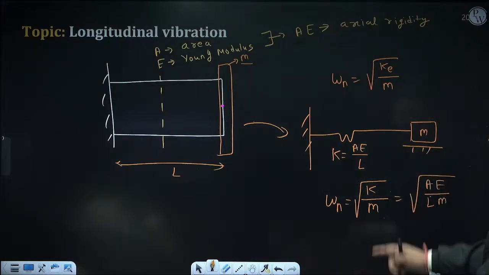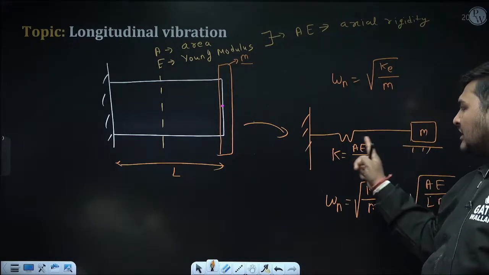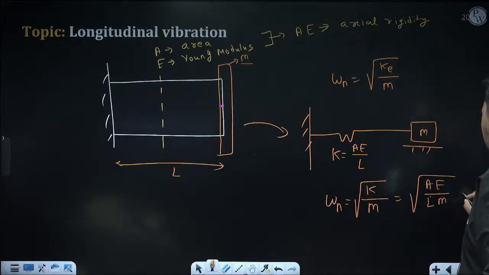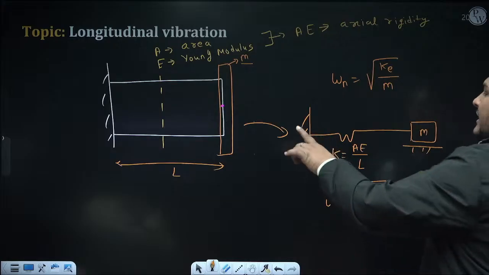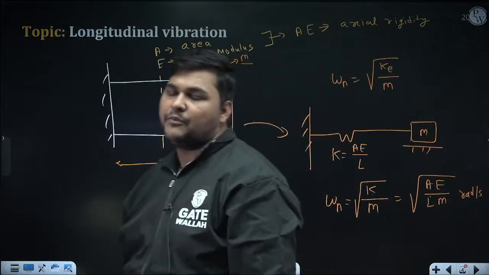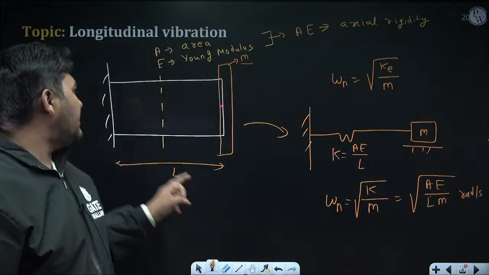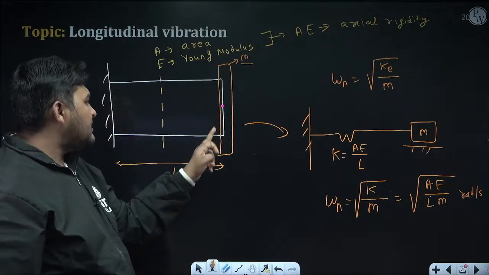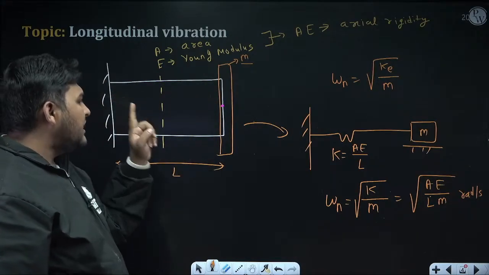If a numerical is coming, area, E, and length are given, so separately calculate K and just put the value here. So this is the natural frequency in radian per second. Understood? If you draw the equivalent diagram like this, the problem will become easy. You only have to remember, if one end is fixed and at the other end a rotor is attached, then the formula to calculate the axial stiffness of this portion of the bar is AE by L.